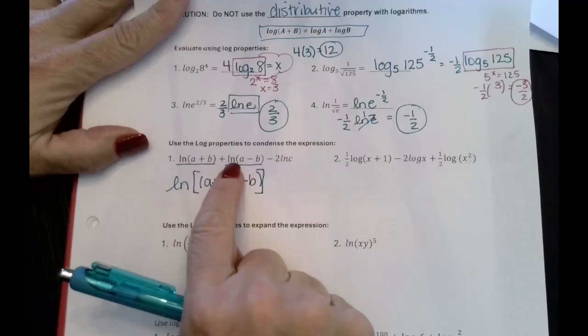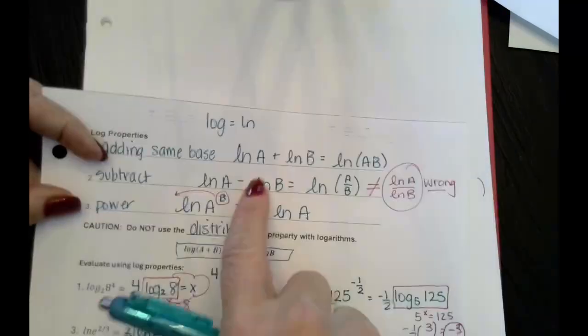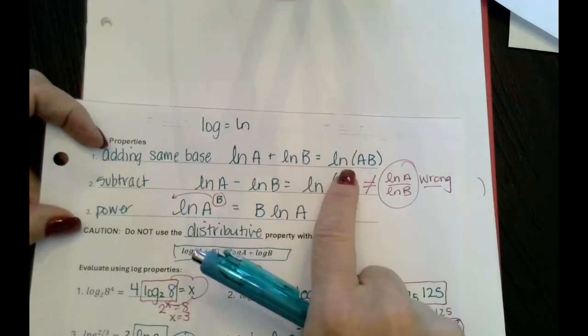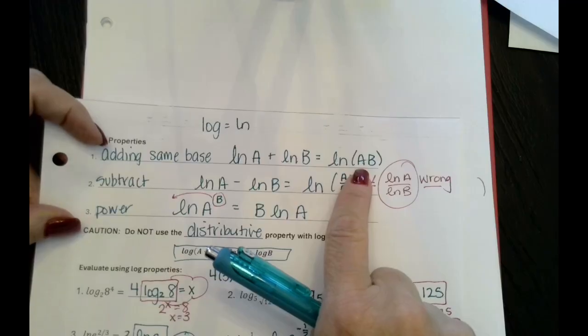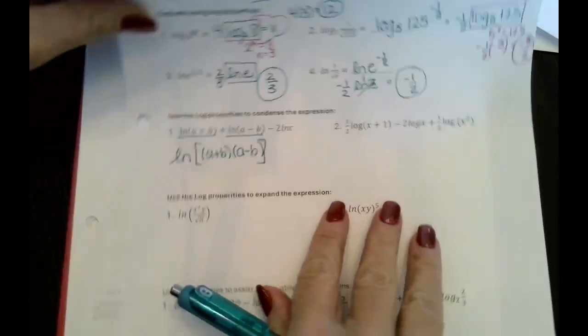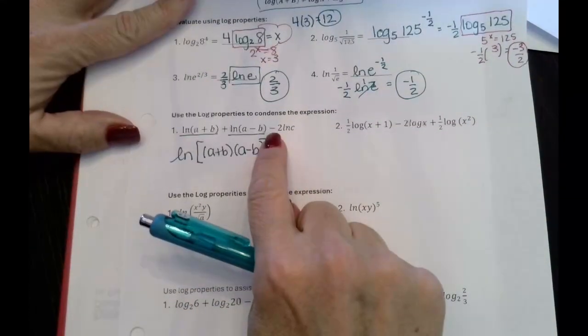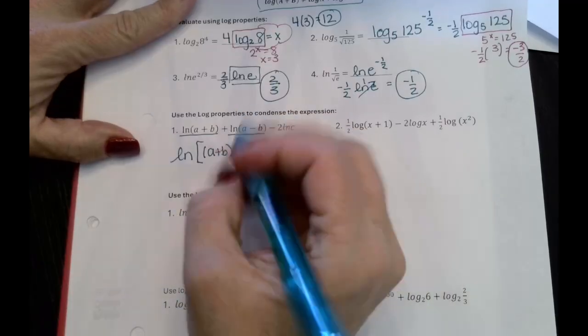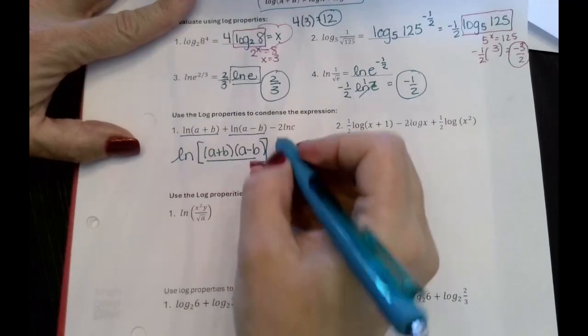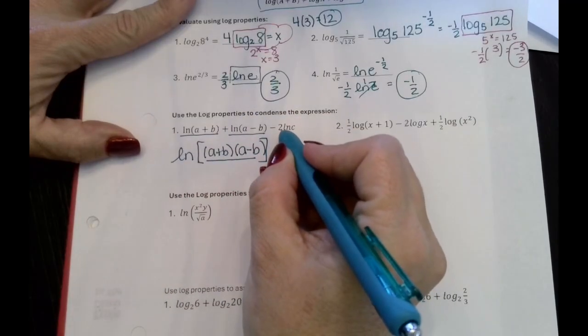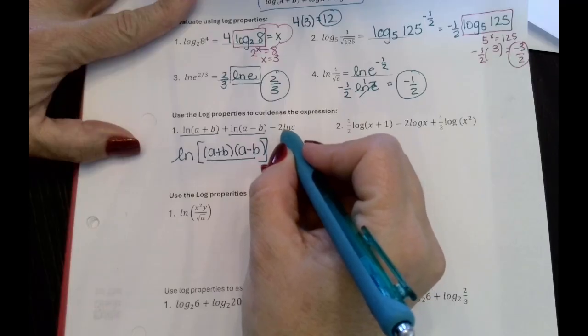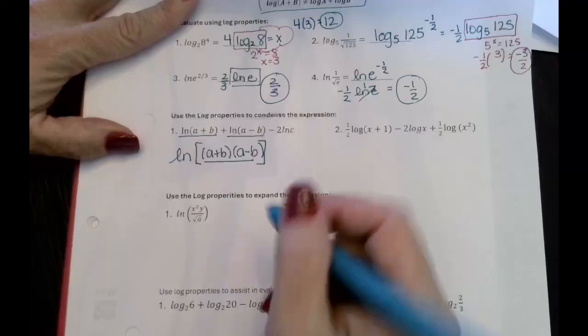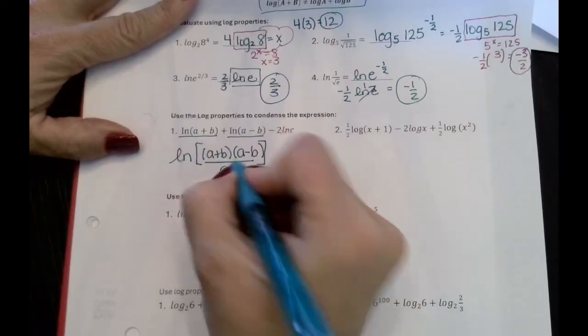So I'm adding. When I add, I multiply. So I'm adding two different things. When I'm adding, I'm multiplying. Okay? Now, here I'm subtracting. When I'm subtracting, I'm dividing. So all of this is going to get divided by, I can't have a 2c. Remember, when I have this value that's out front, it's a power, so this is going to become c squared.